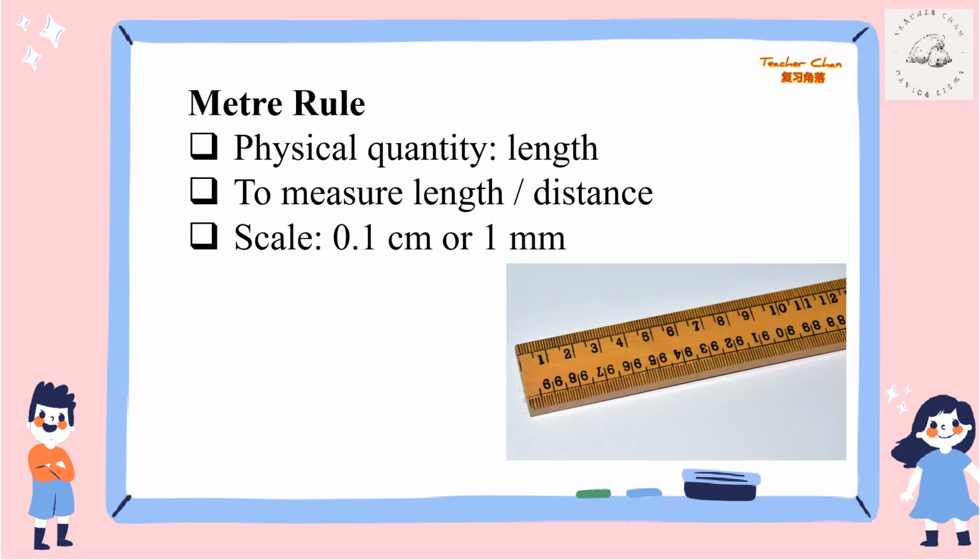So the third instrument that I want to introduce is the meter rule. The physical quantity that can be measured by this instrument is length. The function of the meter rule is to measure length or distance. The smallest division that can be found is 0.1 cm or 1 millimeter.